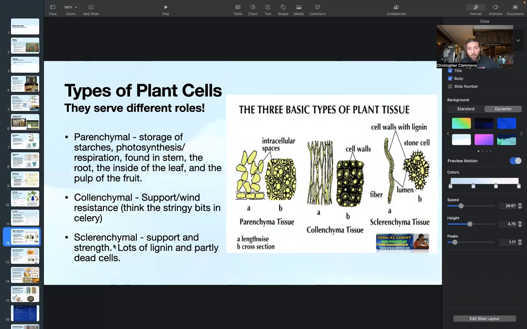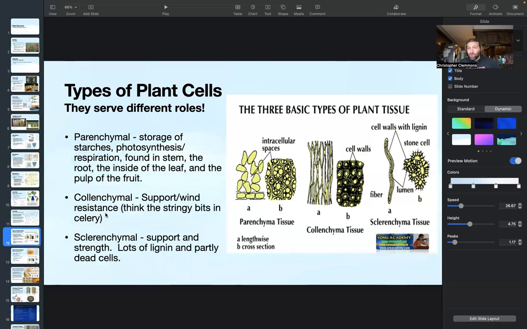So anyways, really quick, here's a note for you. Parenchymal, collenchymal, and sclerenchymal cells. These are the 3 for your lab. Parenchymal are used for storage. They're typically the fleshy parts of fruits and things like that. You can find it in the stem, you can find it in the root, inside of leaves, and inside of the pulp of fruit. That's really where the parenchymals are located. Again, it's the storage mechanism.